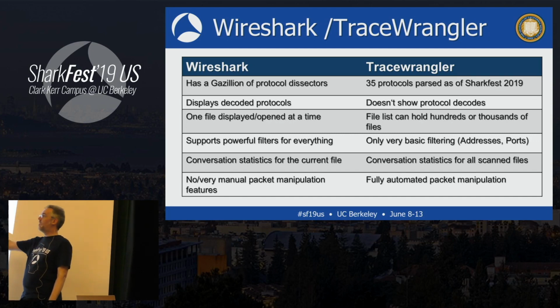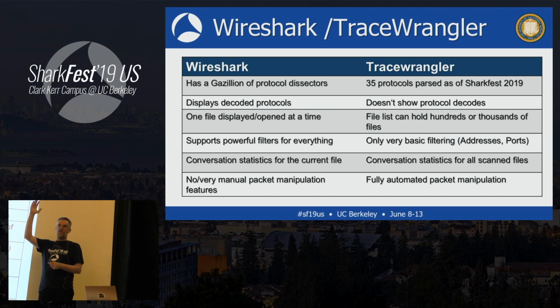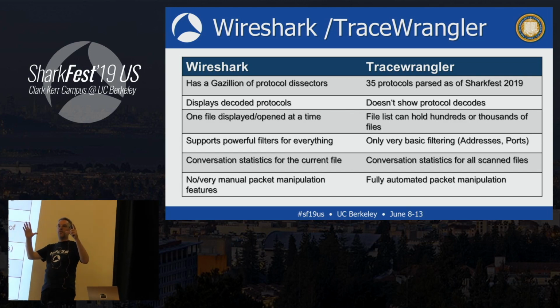Filtering is really powerful in Wireshark and almost non-existent in TraceWrangler. It's only for some helpful things. And then there are statistics that give you the statistics of all the files in the file list. So if you have like 100 files in your file list, it will open the conversation statistics just like in Wireshark, but across all the files. So everything combined into one single statistic.